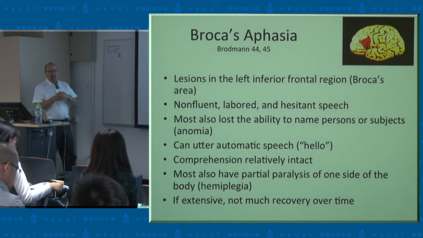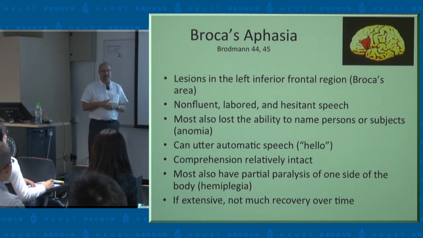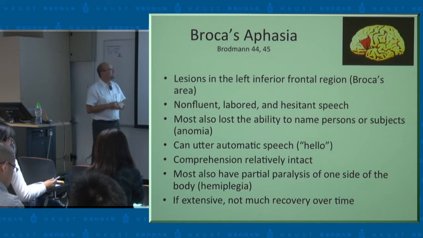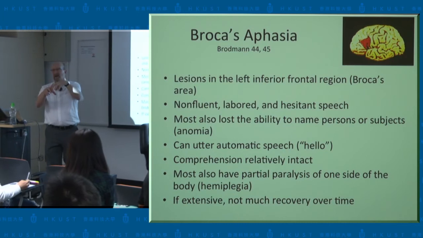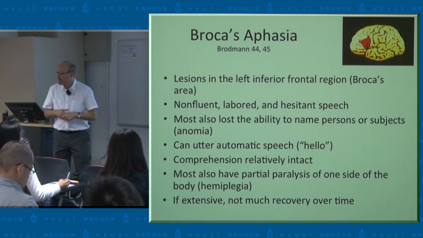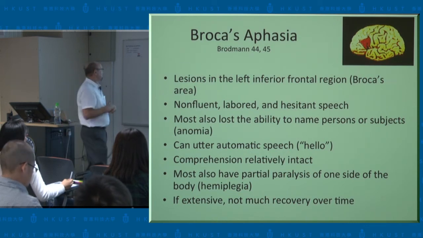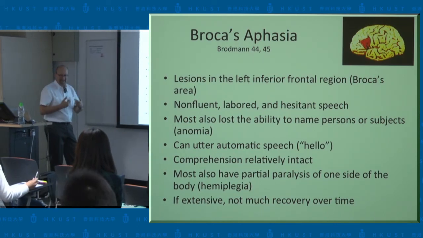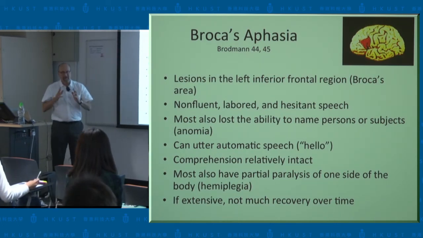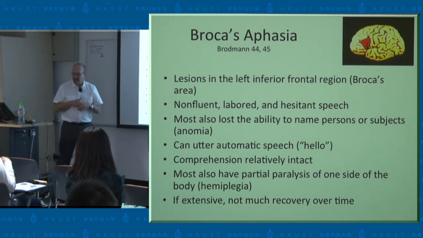So let's pick up a few of these. This is Broca's aphasia. This is a severe loss of Broca's function, okay? It's Brodmann areas 44 and 45, and Brodmann areas are these principal regions of the brain, okay? And you can look these up. I'm, again, brain tutor, if you wish, right? Non-fluent, labored, hesitant speech. It's not like it's gone. I didn't want to exaggerate, but most also lost the ability to name persons or subjects. So I can't name things either.